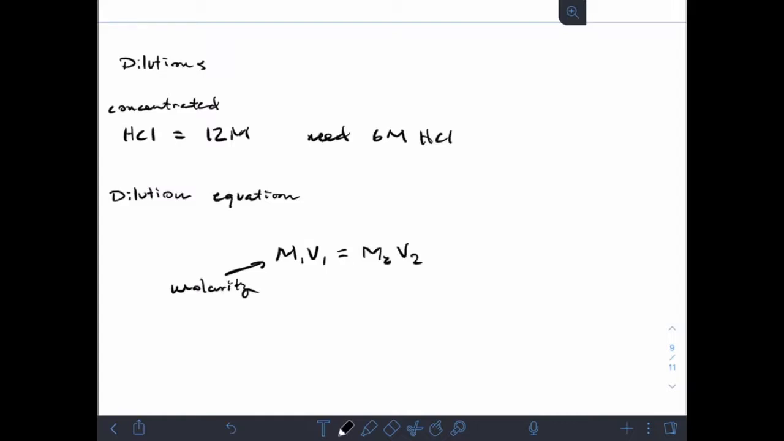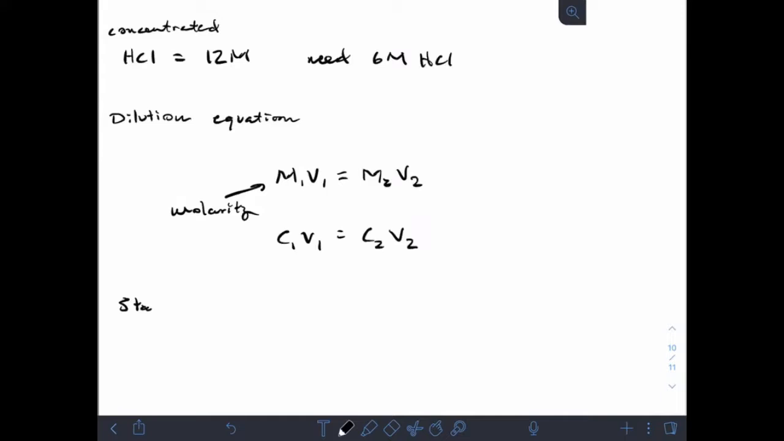You can think about this as initial and final: initial molarity, initial volume, final molarity, final volume. The other common way that it's given is C1V1 equals C2V2, with C just standing for concentration. But the way I'm going to show it and teach it, I use M1V1 equals M2V2. So let's tackle our question: how do I get 6 molar hydrochloric acid if I'm starting with 12 molar?